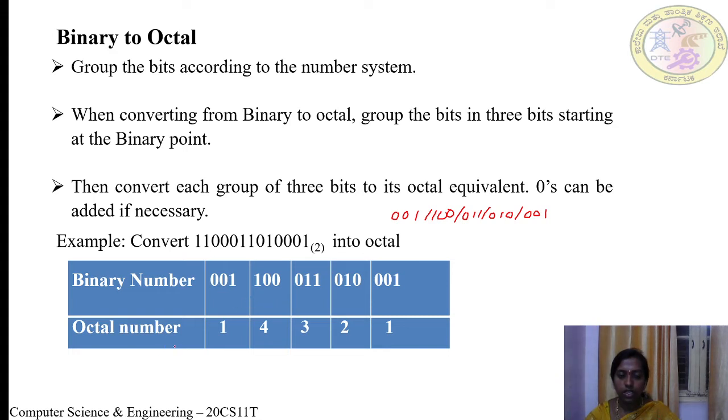So the equivalent octal number can be written as 001 is 1, 100 is 4, 011 is 3, 010 is 2 and 001 is 1 according to the 3-bit positions. So equivalent octal number is 14321 base value 8. And next we go on to the conversion between hexadecimal to binary.